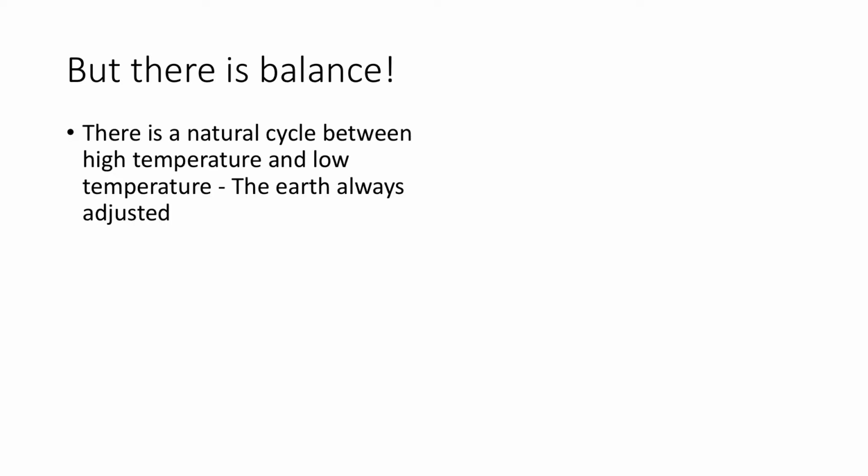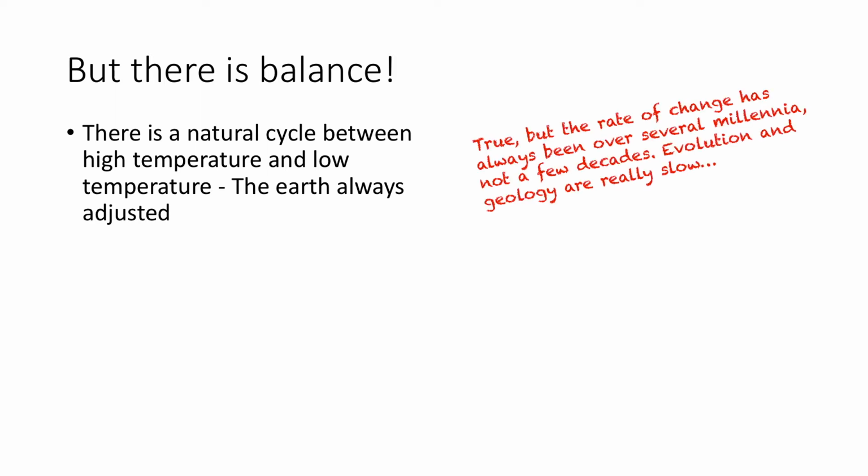Now climate change deniers will inevitably come up with some stuff around historic fluctuations in temperature and carbon dioxide concentration, and they'll say, yeah, it's always been fine. Now this is true, but only because these fluctuations happened over millions of years, not a few decades. Because geological and evolutionary processes can adjust for these fluctuations, but not quickly.